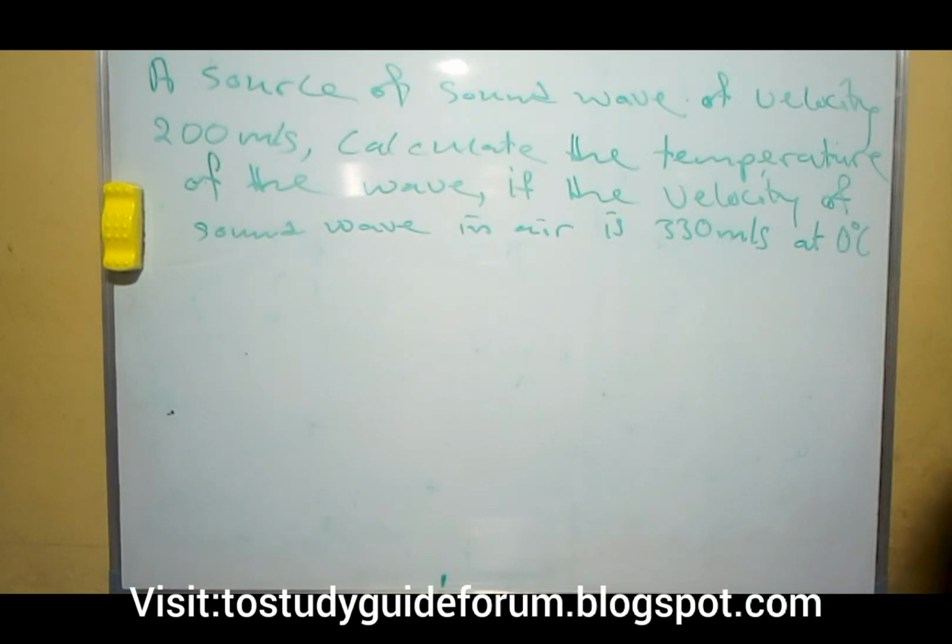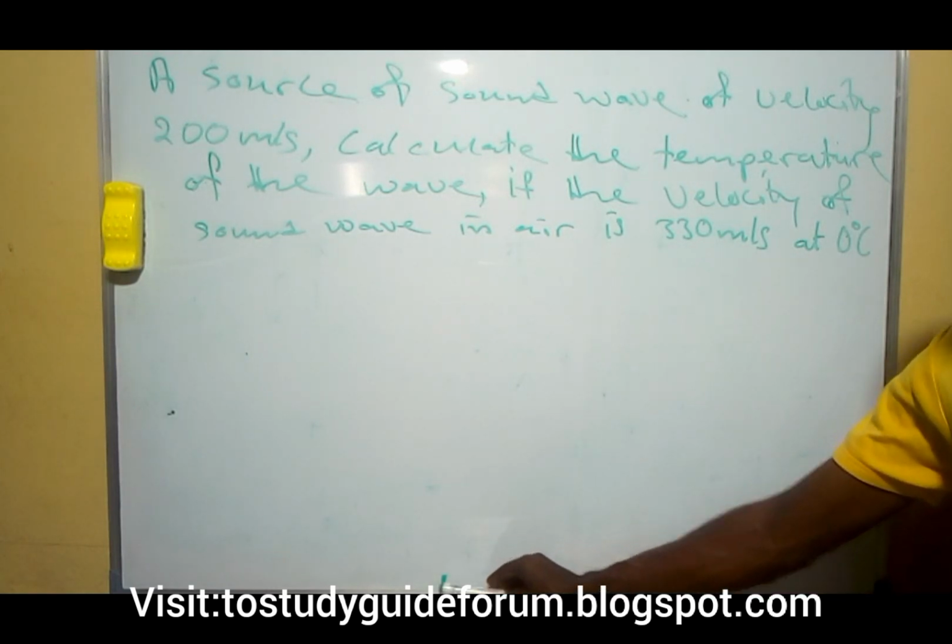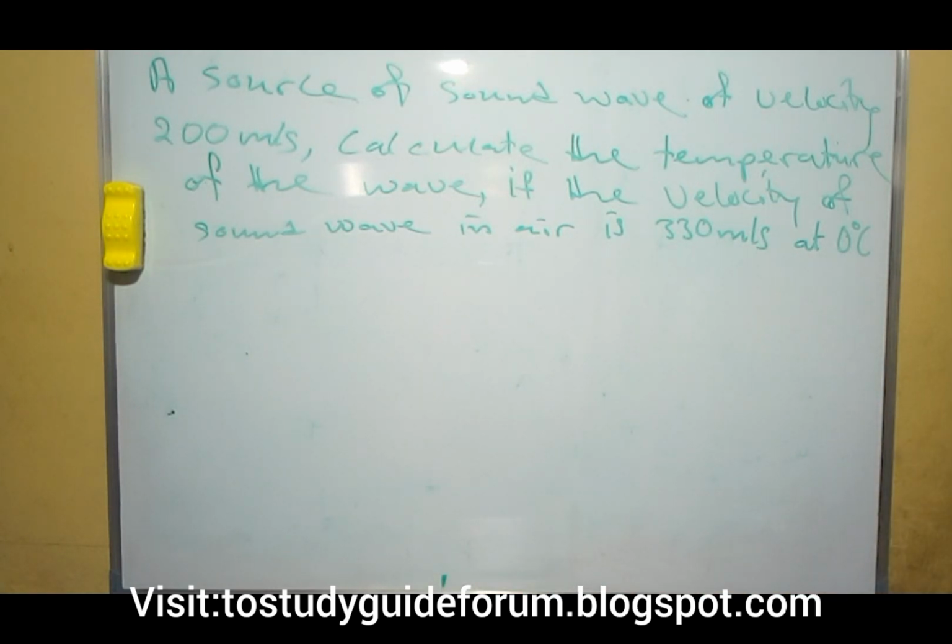Here we're going to look at a question. The question says that a source of sound wave of velocity 200 meters per second, calculate the temperature of the wave if the velocity of the sound wave in air is 330 meters per second at 0 degrees Celsius. So here we're going to look at how we're going to find the temperature.